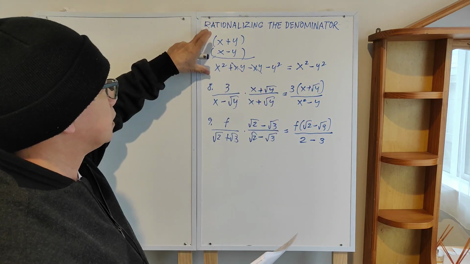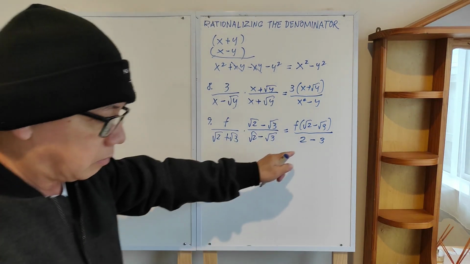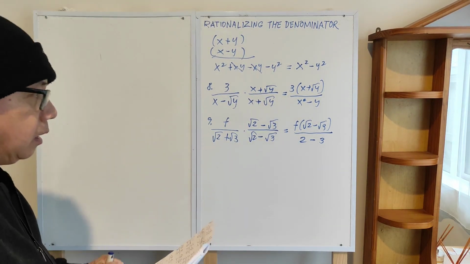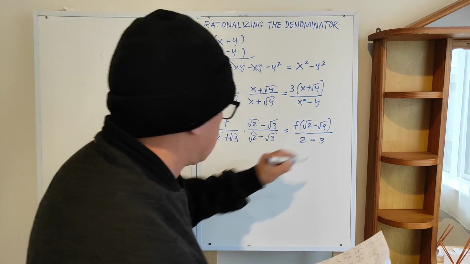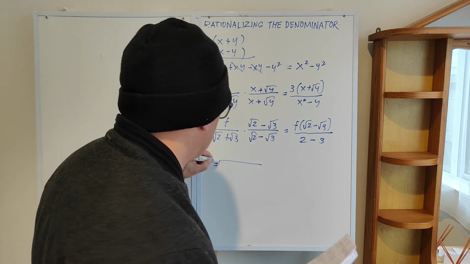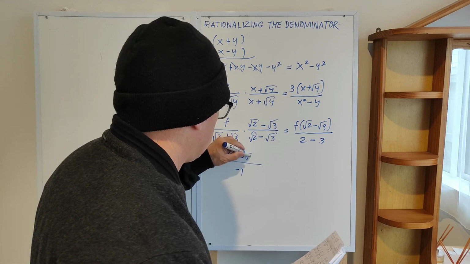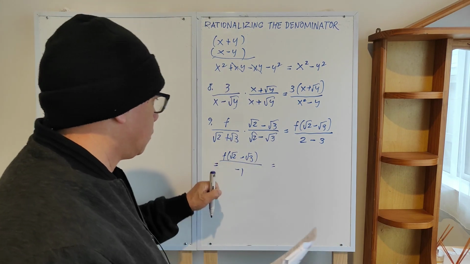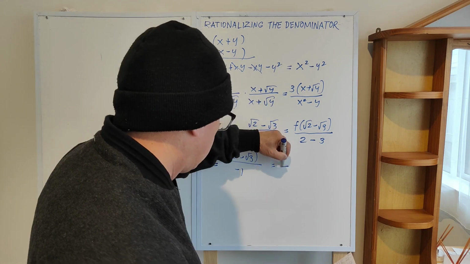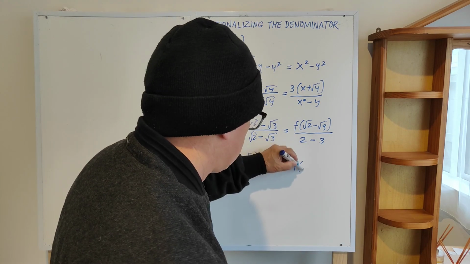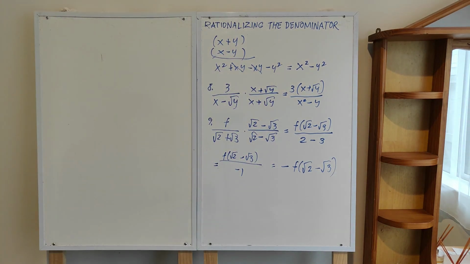So we just copy this procedure into these two numbers. So we have 2 minus 3. Oh, so we can proceed. This will be negative 1 times f square root of 2 minus square root of 3. So this one divided by negative 1 will be f square root of 2 minus square root of 3. So that will be your final answer.